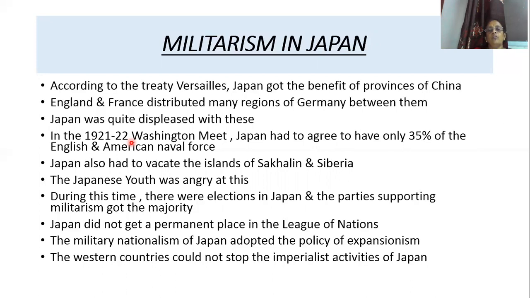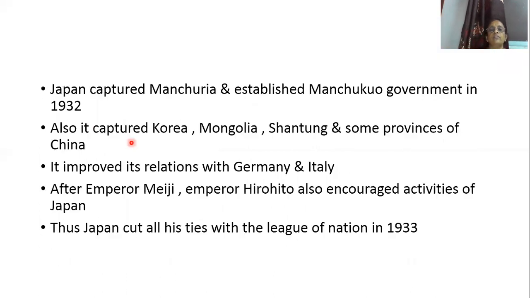And moreover, Japan was not a permanent member of the League of Nations. And Japan adopted the policy of expansionism. They started capturing other countries to expand or increase their territories. And the Western countries also could not stop the imperialistic activities of Japan.